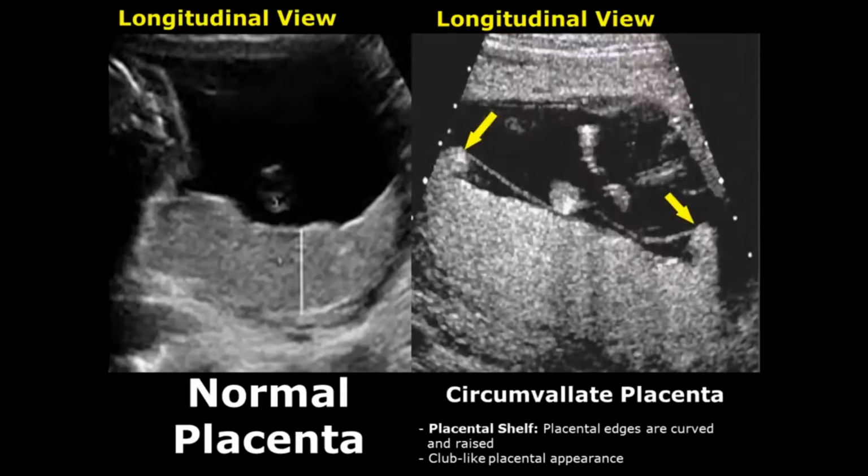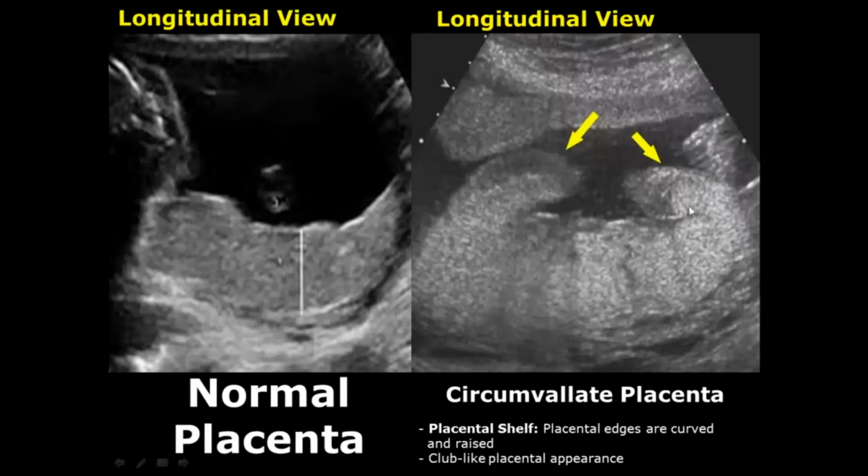A circumvallate placenta will have raised rolled edges. This raised rolled edge is known as a placental shelf. This gives it a club-like appearance. Normally, the amniochorionic membranes attach to the edge of the placenta, but in this situation, they attach on the interior surface of the placenta. Here is another case of circumvallate placenta. Here we can see the raised and curved edges.